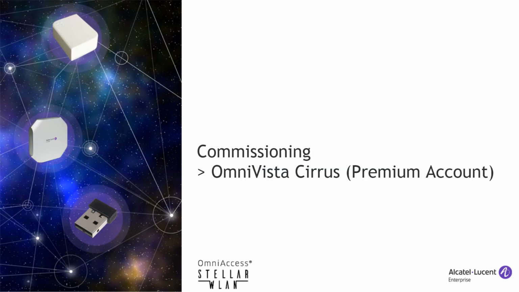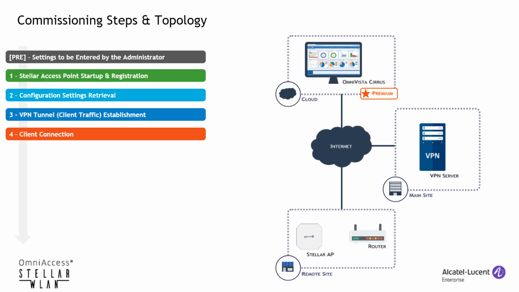In this section, we will discuss the commissioning steps of a remote access point from OmniVista Cirrus with the Premium account. The following steps are required when configuring a Stellar Access Point to act as a remote access point from OmniVista Cirrus with the Premium account. The topology is divided into three areas: the remote site, where an access point is connected to a router, this router being connected to the internet; the main site, where the VPN server is deployed and connected to the corporate network; and the OmniVista Cirrus host in the cloud.